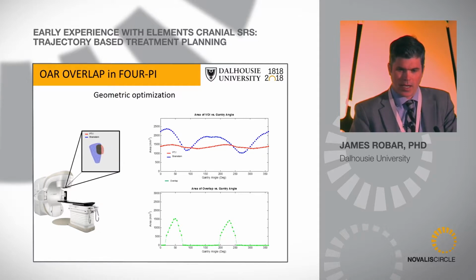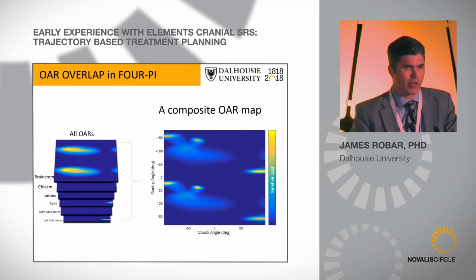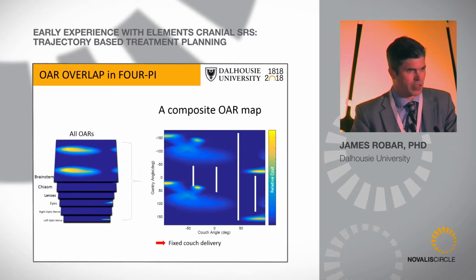And then if we do that for every possible couch angle, we can come up with an overlap map, a composite overlap map. So the darker blue areas show couch-gantry combinations that involve very little overlap. And then we have higher cost in terms of overlap. We can do this for all organs at risk, and if we want to, we can weight those layers, for example, with radiobiological factors or importance factors, and we come up with a composite.